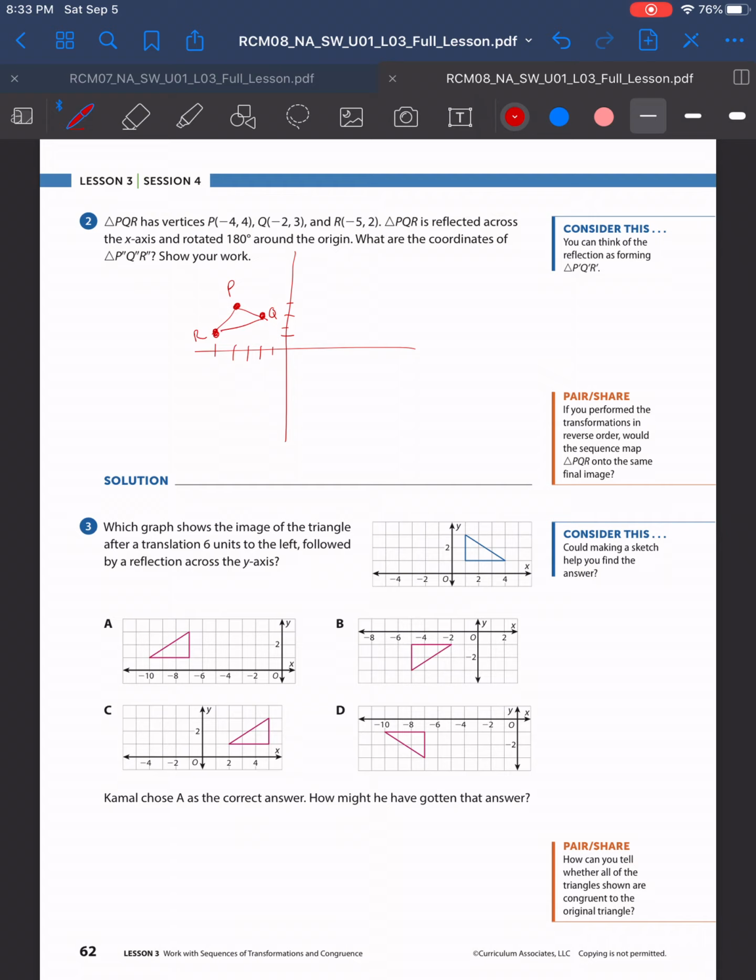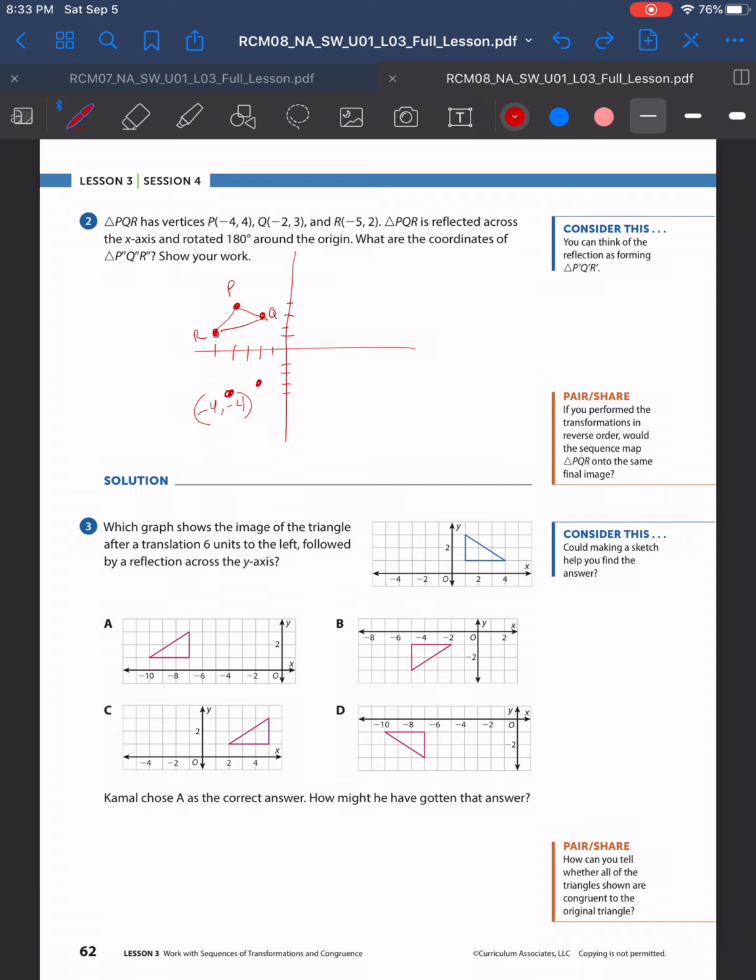It's reflected across the x-axis. Okay, so that means all my points are going to go down in here now. So P was -4, 4, which means this will be down 4 and still over 4. 1, 2, 3, 4. So it's going to be right here. That's -4, comma, -4. Q is -2 up 3, so that means it's going to go back to down 3.